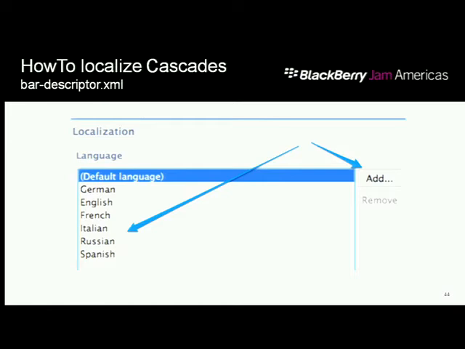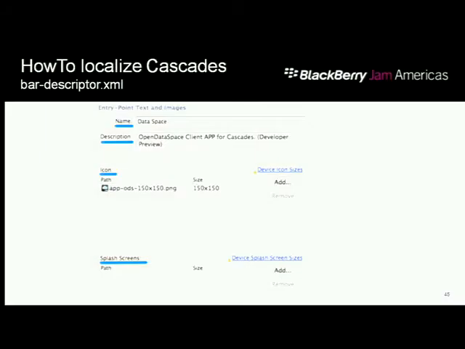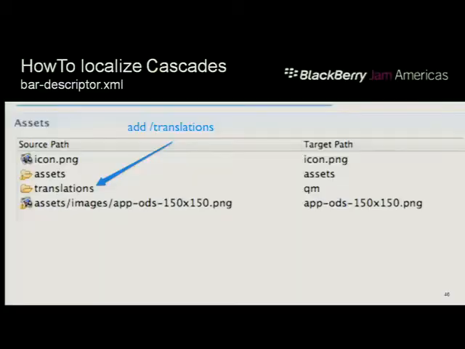If you want to add some languages, simply click on the Add button and choose your language. And then you can have for each language different names of your application, different descriptions, and even a different icon. Maybe you have different icons with other colors for different countries. Also, your splash screen can be localized, and all this can be done in the bar descriptor.